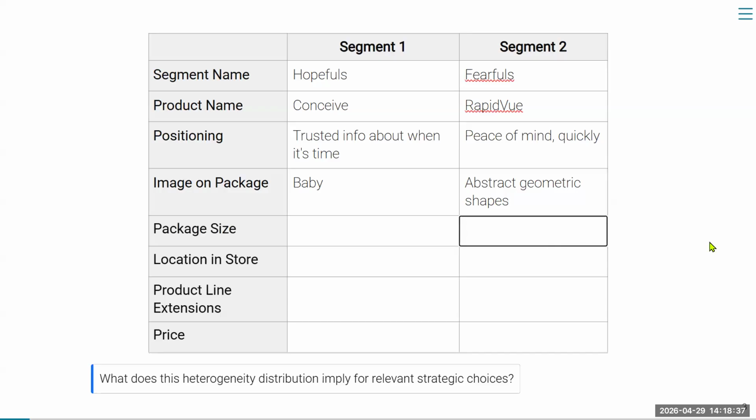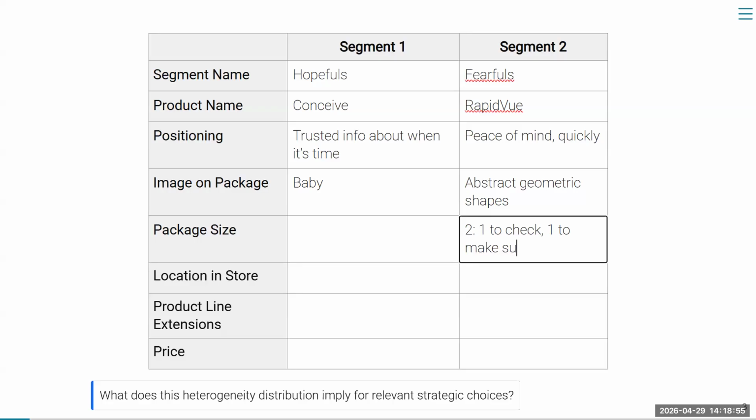Okay, let's do Rapid View. How many strips do you put in the box? Two. How did you know it was two? What's the logic for two? You have to be sure. Here's one fails. One to check, one to make sure.